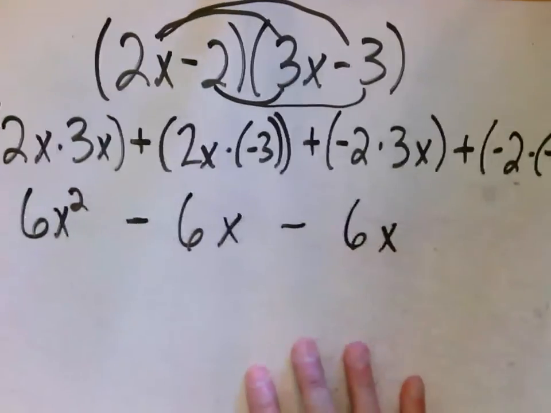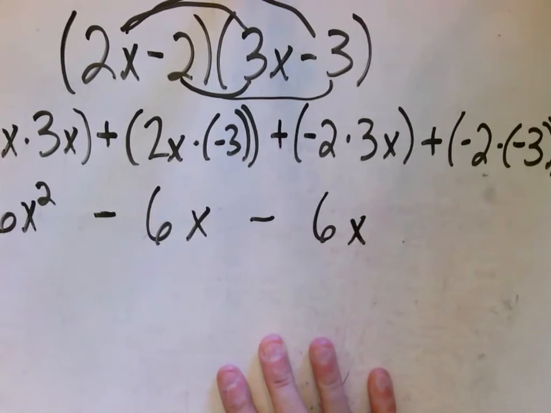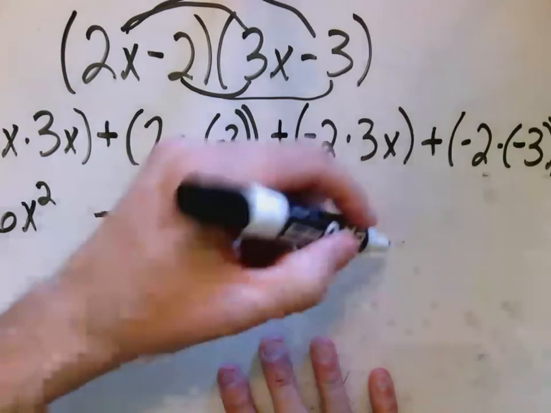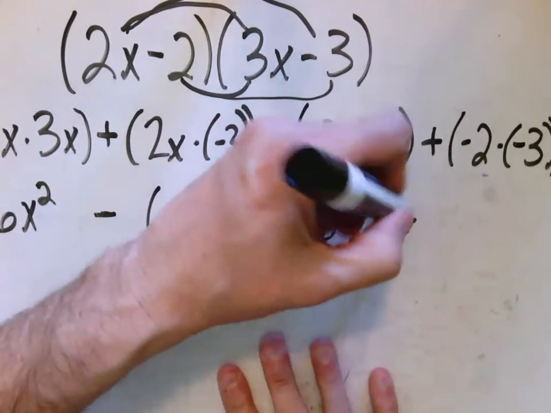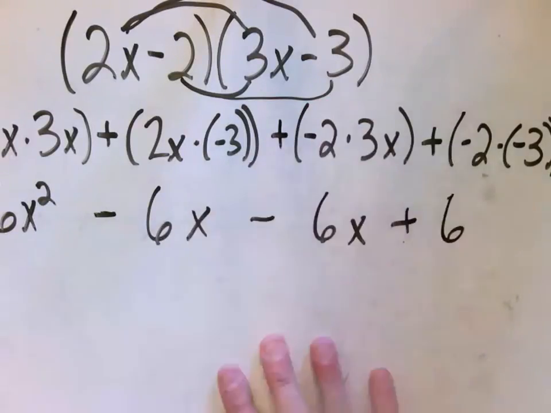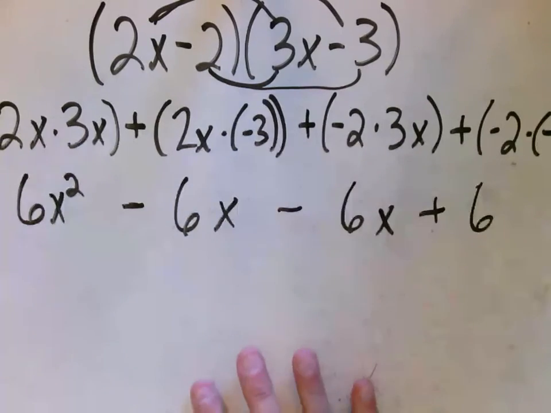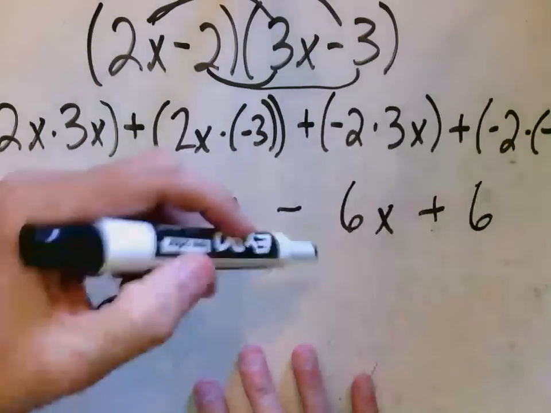Okay, and then this last term down here is negative 2 times negative 3. Well, we know a negative times a negative is positive. So negative 2 times negative 3 is positive 6. There's a lot of 6's in that one. It's okay. So again, look right here.